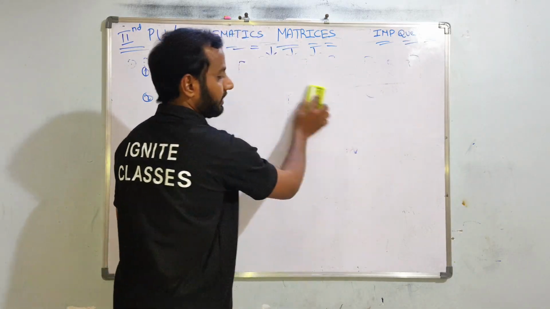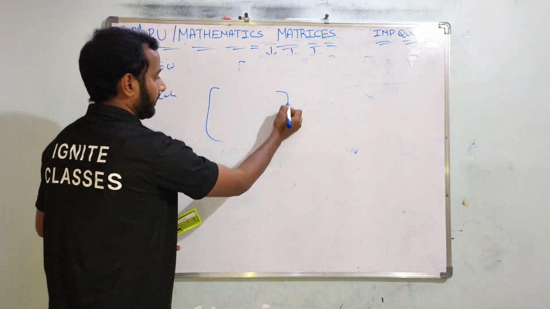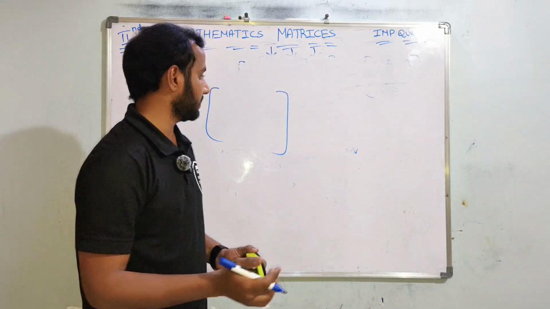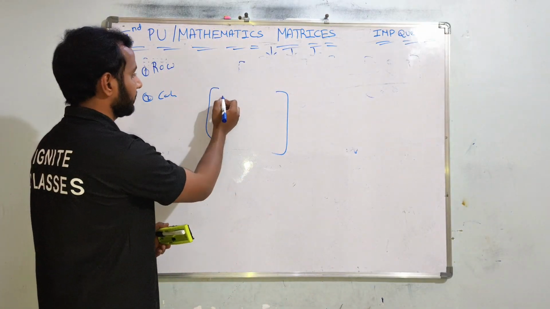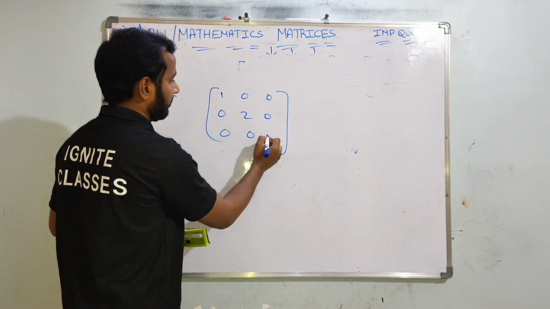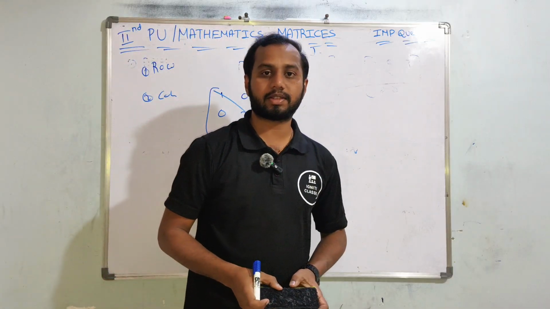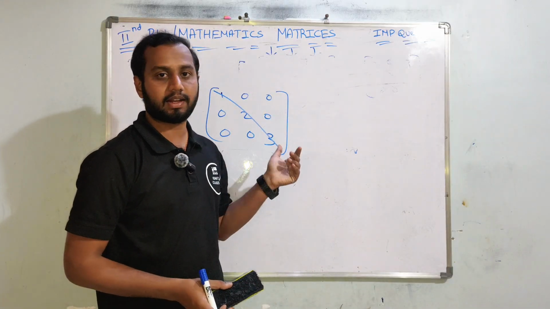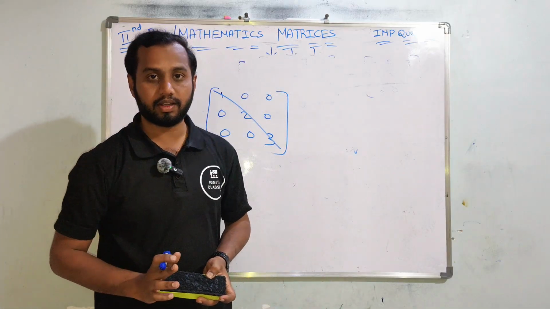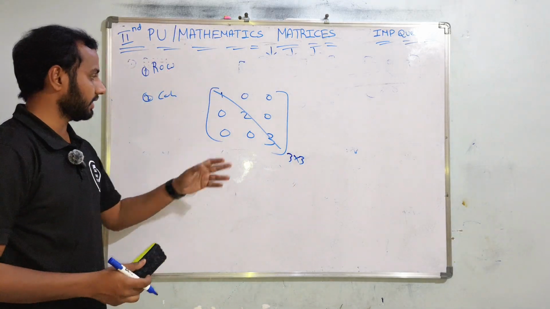Next comes your diagonal matrix. What is a diagonal matrix? Actually, a diagonal matrix applies only to a square matrix. If it is a square matrix, then only it is called a diagonal matrix. That is 1, 0, 0, 0, 2, 0, 0, 0, 3. A matrix in which all the elements except the diagonal elements are 0 is called a diagonal matrix. It will be applicable only for what? Square matrix. It is of order 3 cross 3. Right, you got now what a diagonal matrix is.